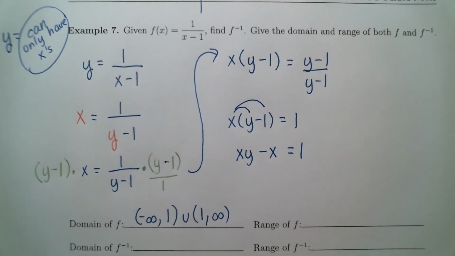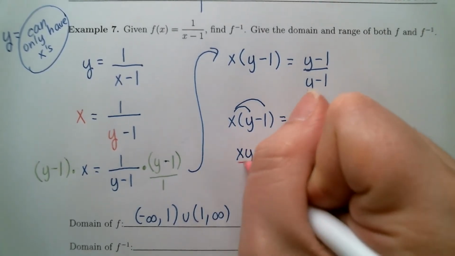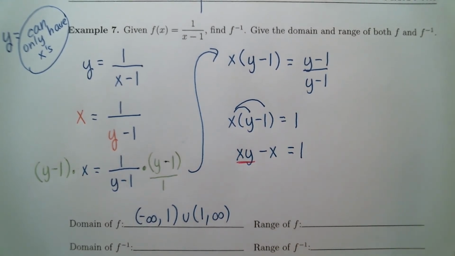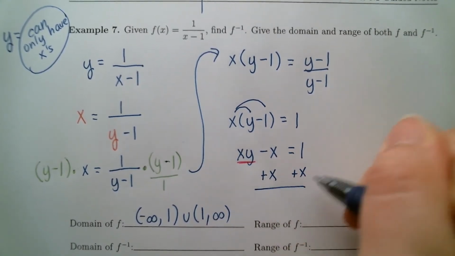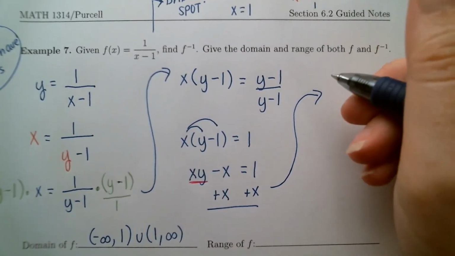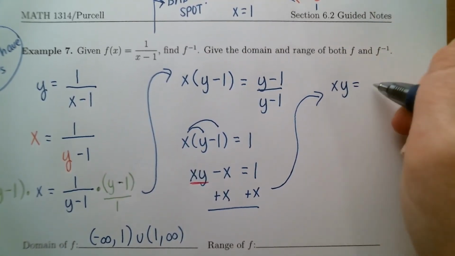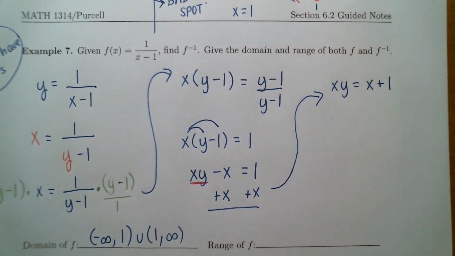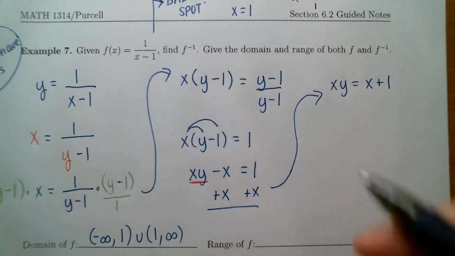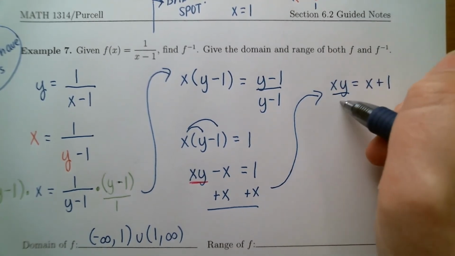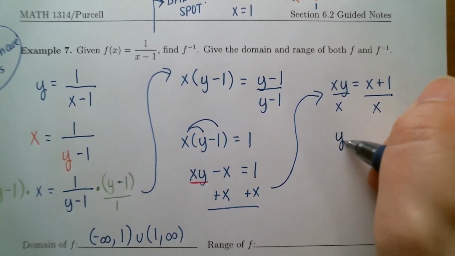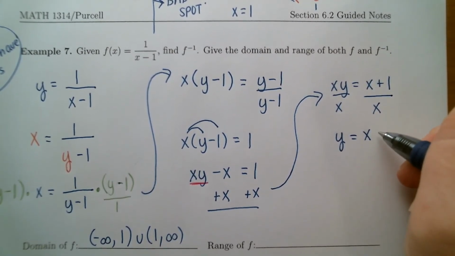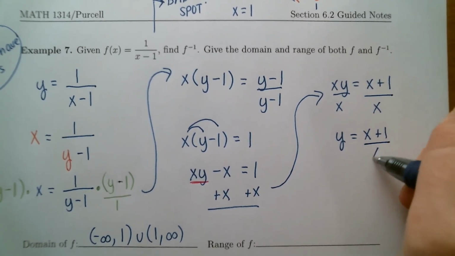When you look at this, this is the only piece that has the y. That's what we're trying to solve for, so we're going to isolate it. I'm going to end up adding x to both sides. That is going to tell me that x times y is equal to x plus 1. Now if I want to get y by itself, since I'm multiplying y by x, I'm going to do the opposite and divide by x. x divided by x, those will cancel, leave me with y. And so y is equal to x plus 1 over x.